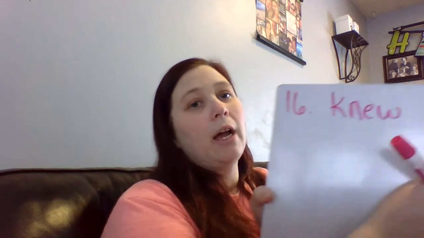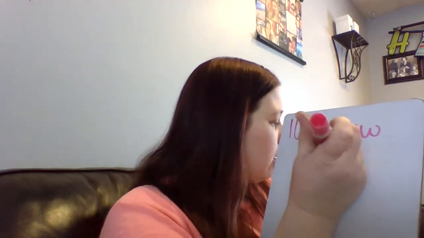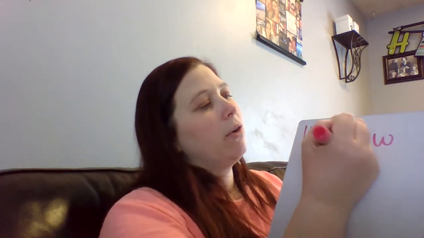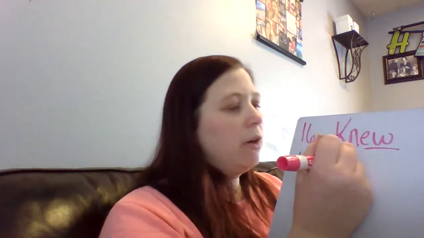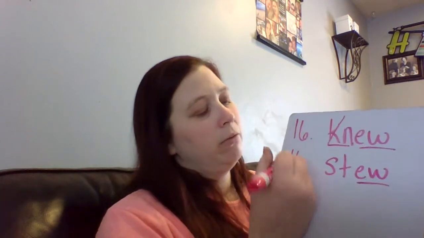All right, number 16, we're going to spell new. This is like I knew you, not new shoes, because it has that K in the beginning of it. We are going to underline our KN digraph, cross off the K, and underline our EW digraph. That's all we're doing on that one. Stew, all we're doing is underlining our EW.